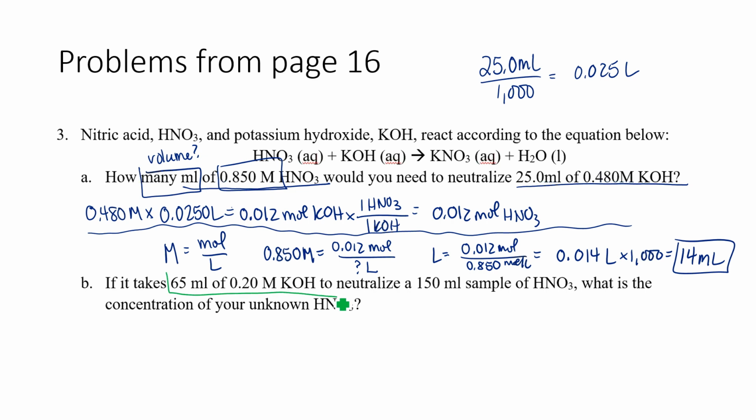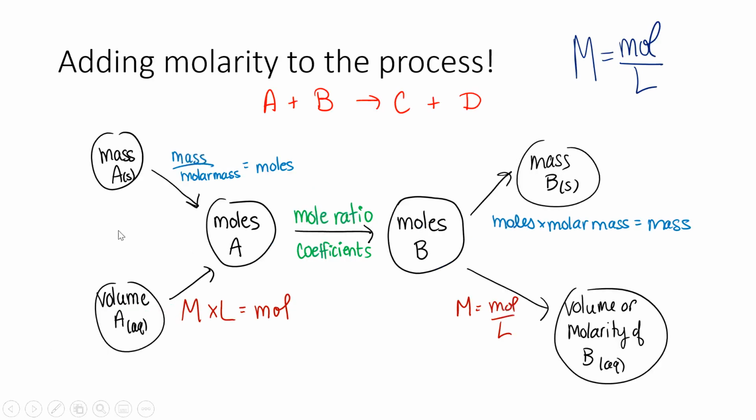All right, let's take a look at another problem here. It looks like we have a known amount of KOH. We got a volume and molarity for KOH. We've got a volume for HNO3. And the question here is asking us for concentration. So we're trying to find the molarity of HNO3. All right, so remember, first step, if I go back to my mole map, is going to be to find moles.